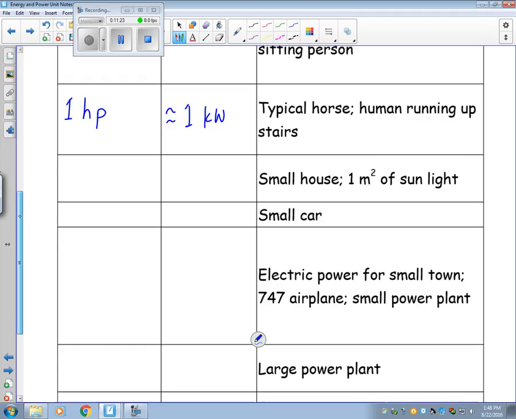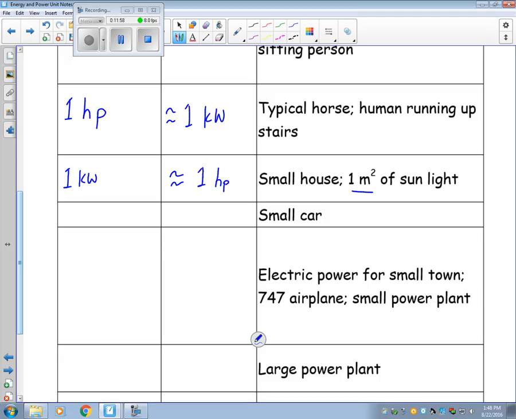Okay, let's say we have a small house. So a really small house will use roughly 1 kilowatt. So after 1 hour, the house has used 1 kilowatt hour of energy. After a full day, it has used 24 kilowatt hours of energy. This is also equivalent to roughly 1 square meter of sunlight. So that's like a small bed sheet. So again, this is roughly 1 horsepower.